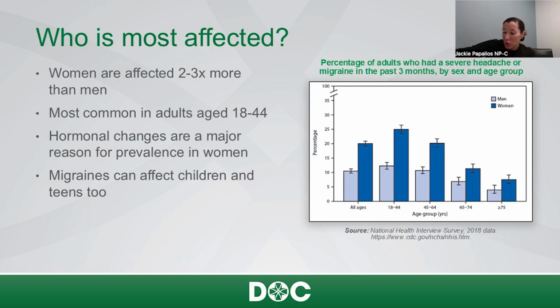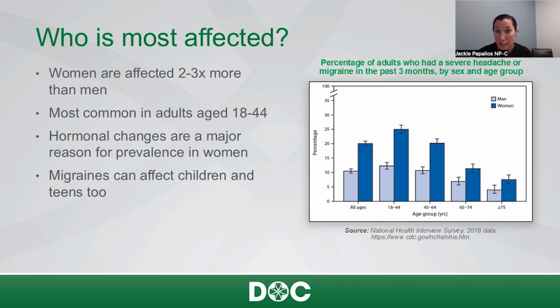Women are 2 to 3 times more affected than men. Lucky us. And there are several reasons for that. So, hormonal changes. When we talk about hormones, we talk about things like menstruation can affect it. Some people have really severe, disabling migraines when it comes to cycles. It can be related to ovulation for those of us that are in childbearing years. It can be related to pregnancy.